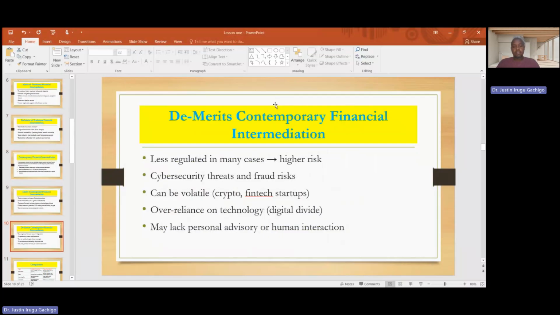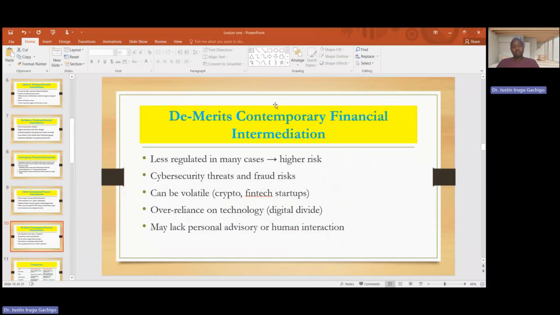The other day we had a gentleman from Melu who was able to withdraw 11 million, I think, from a betting company, and this is a case of cyber threat and fraud risk. They can be volatile. The cryptocurrency and fintech startups, reliance on technology, digital divide. That means that they cannot work without technology.